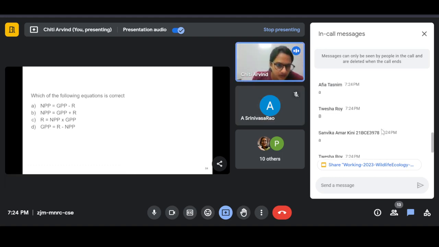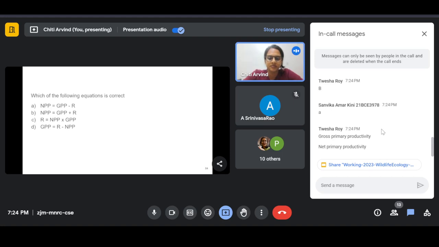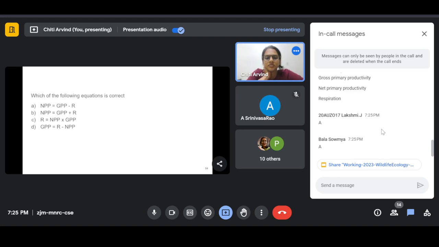Okay, so a couple of answers for A, one for B. All right, so yes, that is the correct answer. Net primary productivity is equal to gross primary productivity minus respiration.